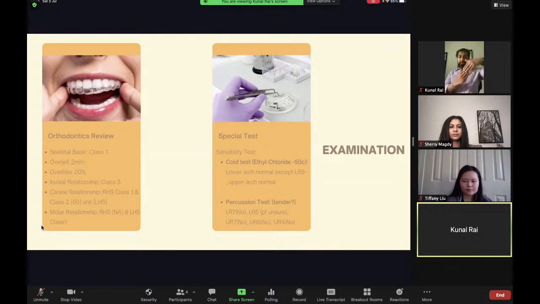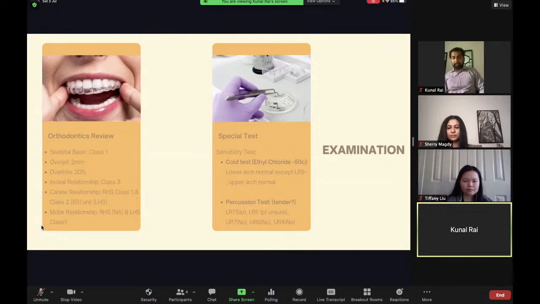The overjet. Overjet has to do with the horizontal relationship of the teeth between the upper and the lower arch. An ideal figure is somewhere between 2 to 4 millimeters. Overbite is the vertical relationship between your upper and your lower teeth. It should be somewhere around 30% is our ideal. In his case, it was 20.